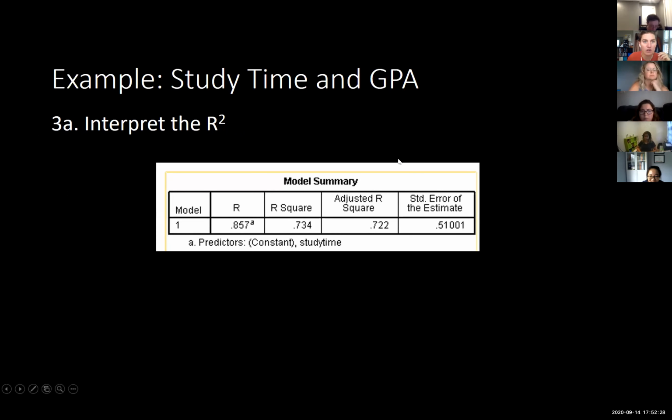So the first thing I get is an R-squared value, 0.73. That is very high. The number of hours or amount of time spent studying in hours is predictive of GPA, and it predicts 73% of the variance in GPA. What does that tell you? That it's a good predictor of GPA. It's a very good predictor of GPA.